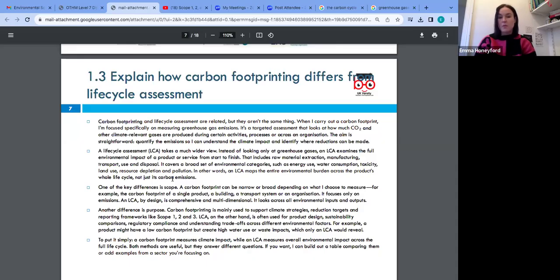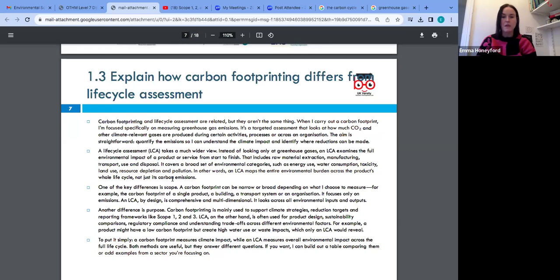So another key difference is purpose. So carbon footprinting is mainly used to support climate strategies, reduction targets and reporting frameworks like Scope 1, 2 and 3. In contrast, an LCA is often used for product design, sustainability comparisons, regulatory compliance and understanding trade-offs across different environmental factors. So for example, a product might have a low carbon footprint but create higher water use or waste impacts, which only an LCA would reveal. So it is a comparison of different environmental impacts.